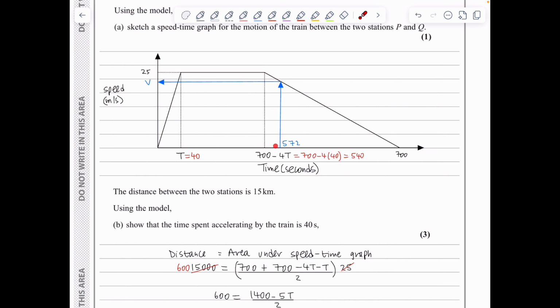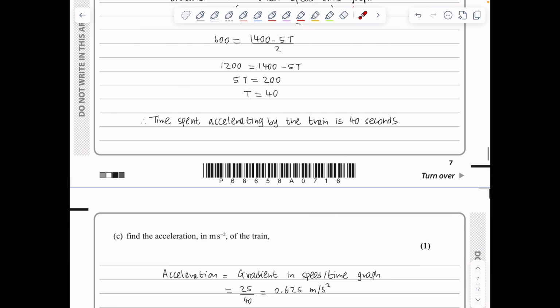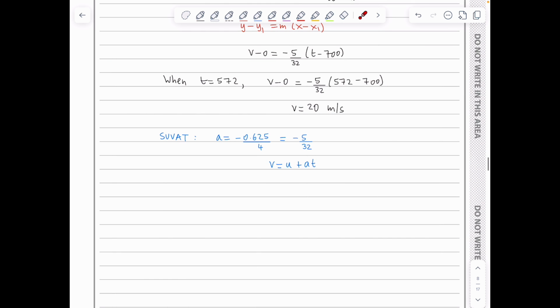The time will be 32 seconds because the initial point here is 540 seconds and 572 seconds is 32 seconds later. So if we use v = u + at, we will be looking at v being the initial velocity of 25 plus the acceleration of negative 5 over 32 times the time of 32. This gives an answer of 20 meters per second, which of course agrees with the answer we obtained just before.